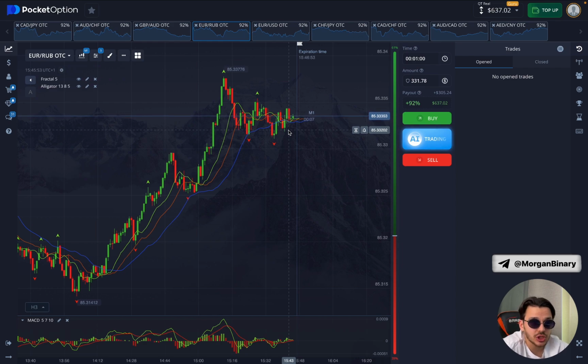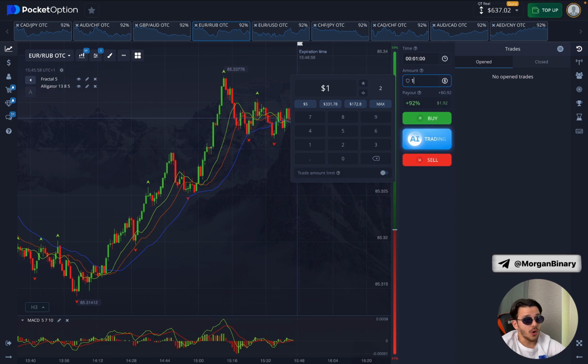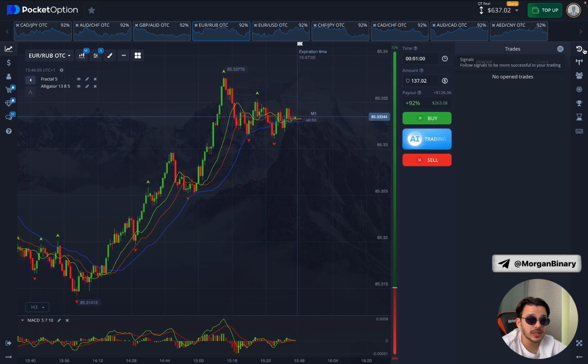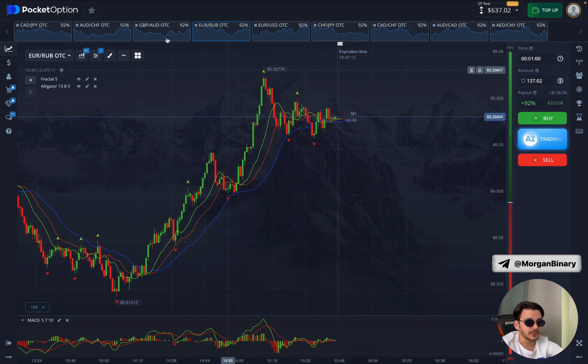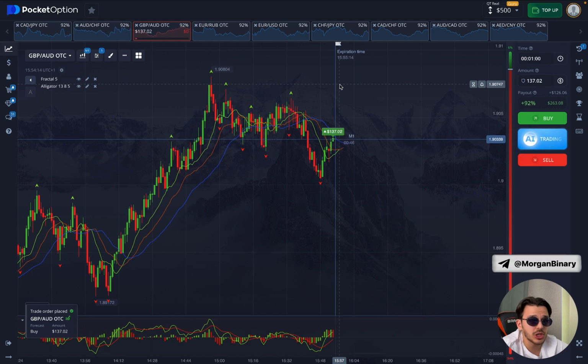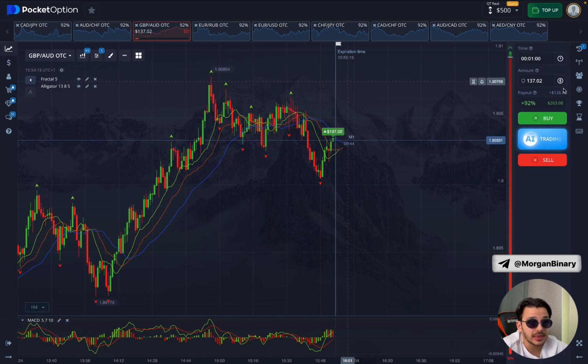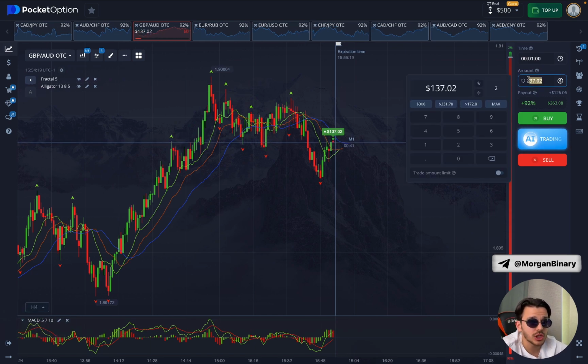Let's open the next trade for $137. Now with all the profit, I don't want to take risks, and in case of failure of the first position, I will open an additional trade for the remaining amount. Let's continue and pick up the next currency pair. Let's try to open the first position here on the upside. And then we will see the situation in general.